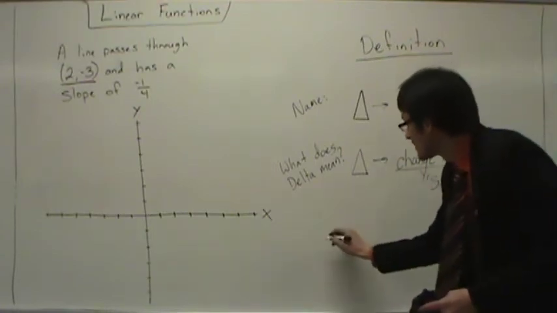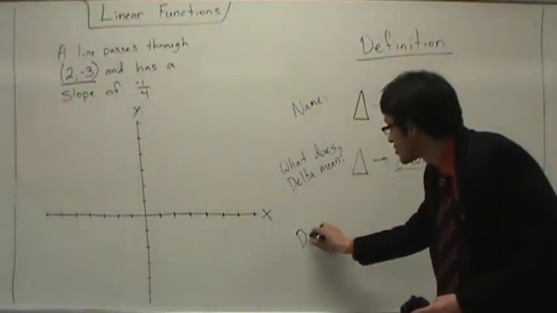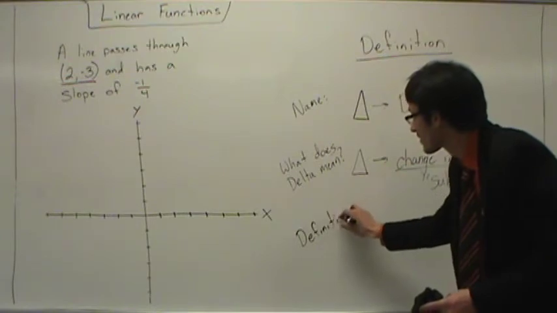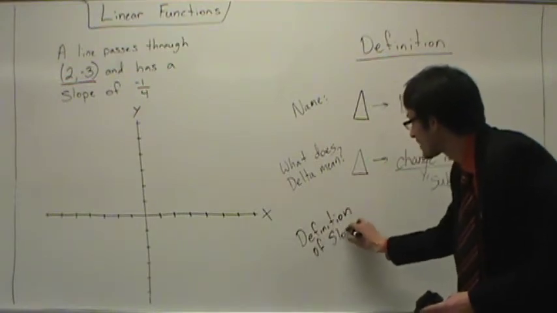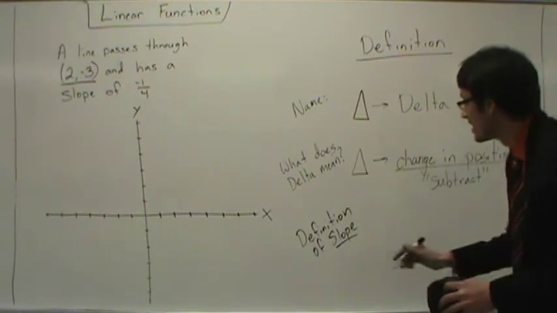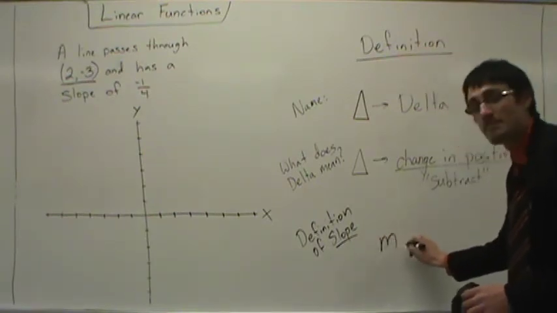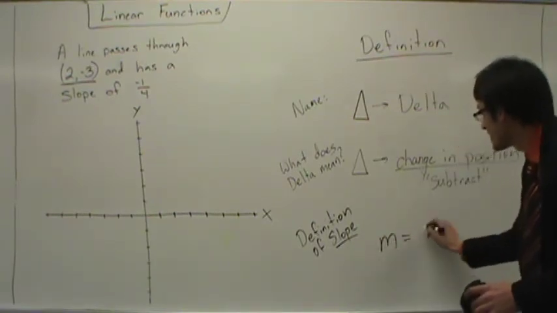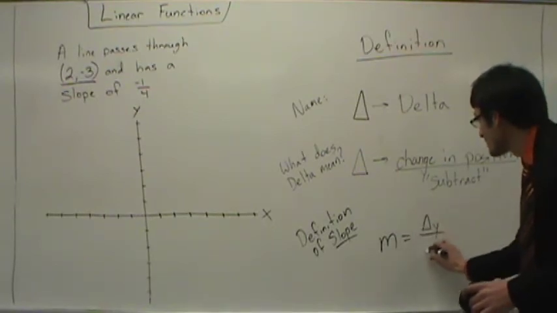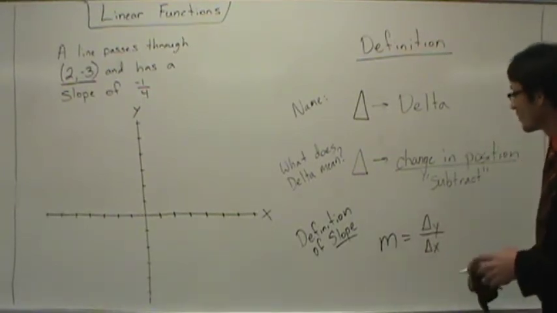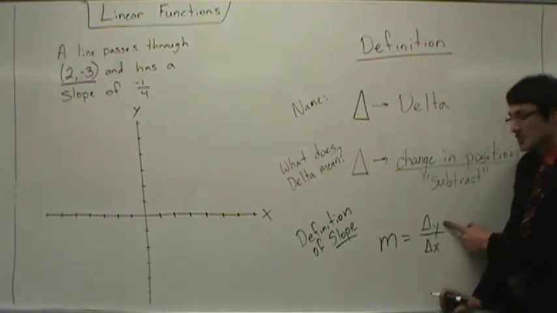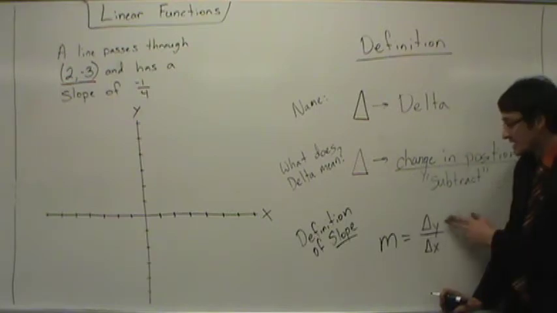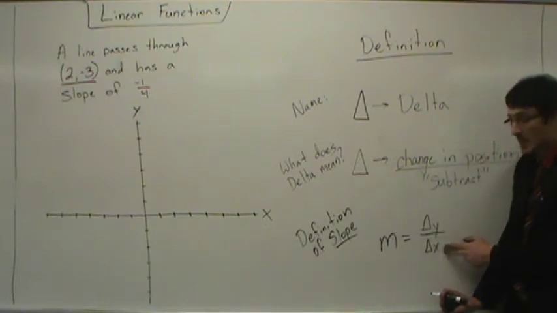Now, the third and final definition is the definition of slope. What is the definition of slope? Slope is represented by the variable m, and slope is defined as delta y over delta x. We read this as the change in position of y divided by the change in position of x, or a short way of saying it is the change in y over the change in x. Or you can think of this as subtract y, divide by subtract x.